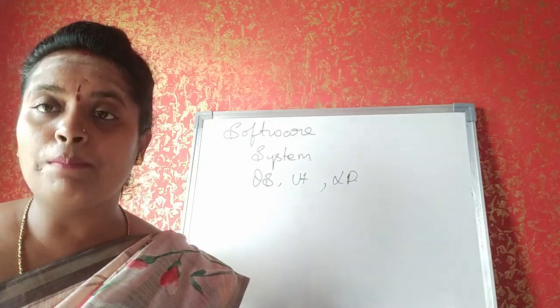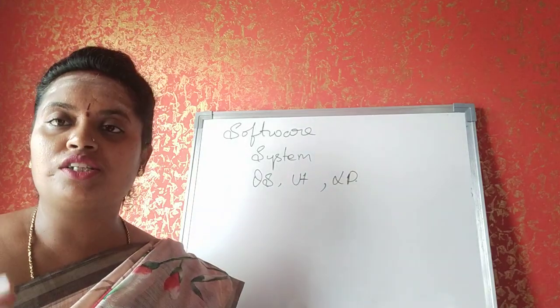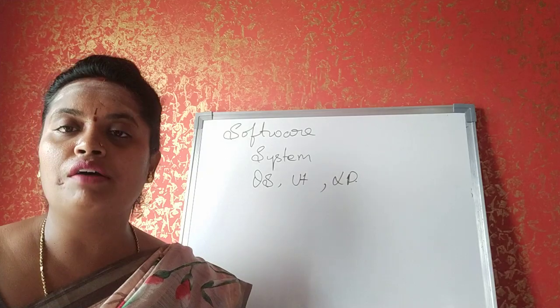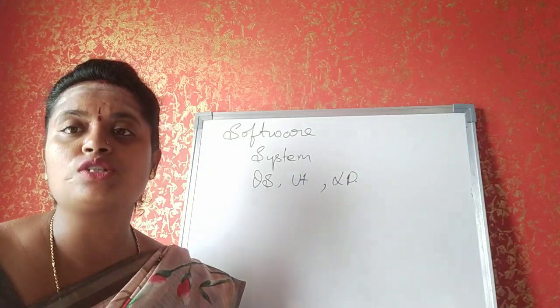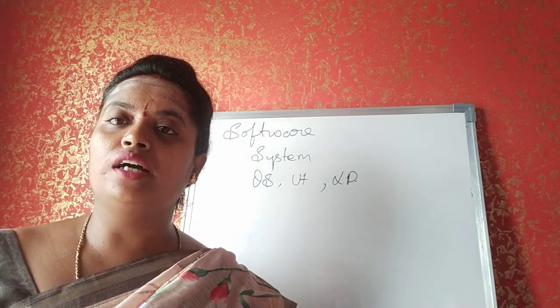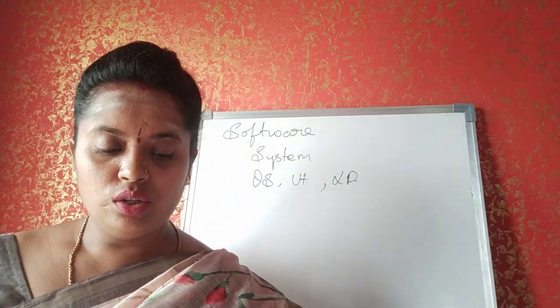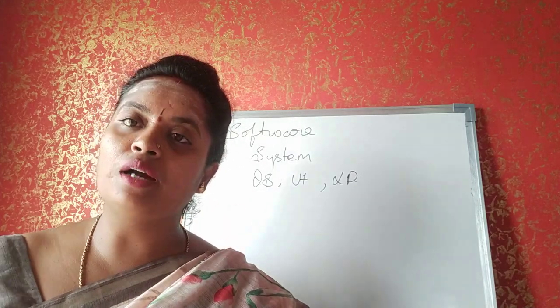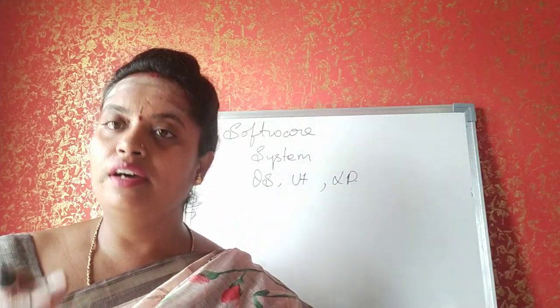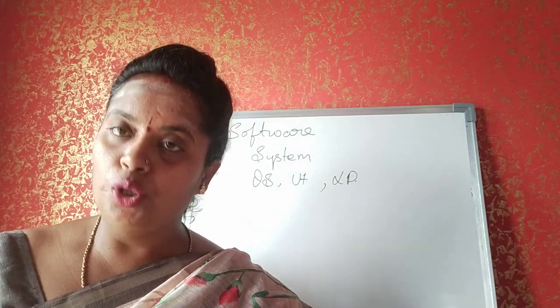Then the next one is your backup utility. If by chance or by mistake you have deleted your files or folders, you can restore them with the help of the backup utility. For that, go to start, go to control panel, system and security, backup and restore. This is how you are supposed to do it.